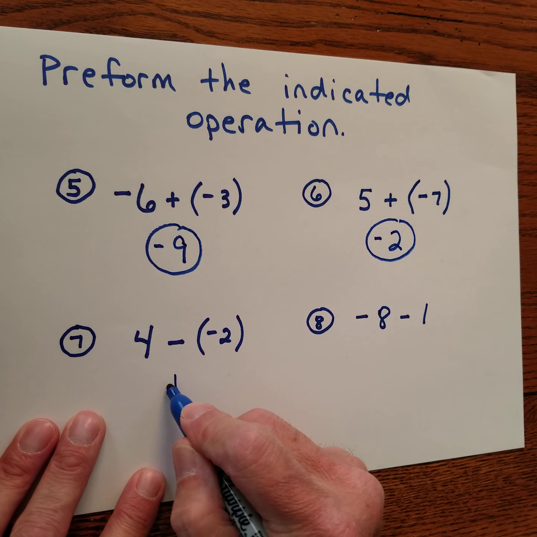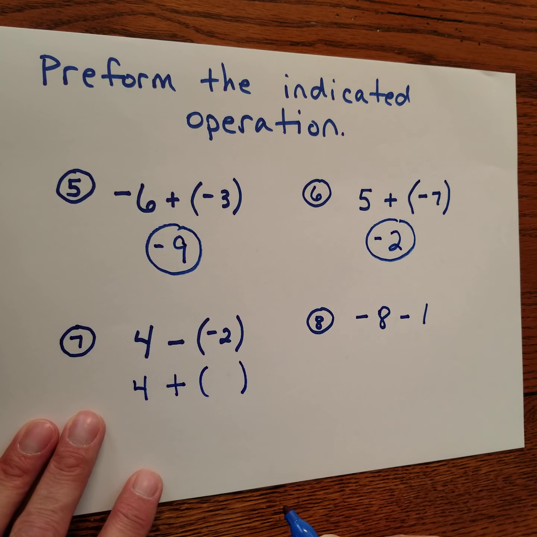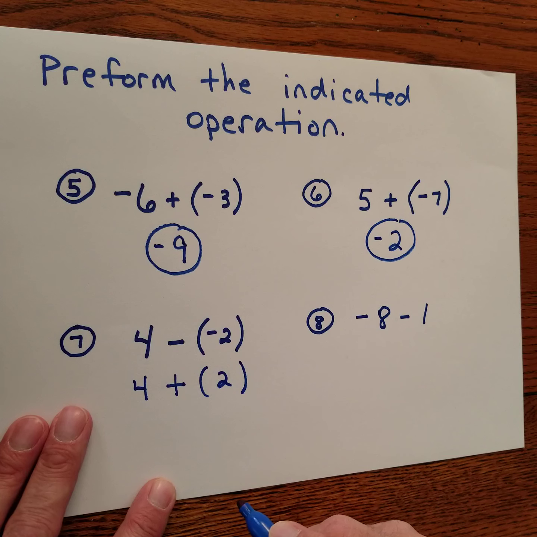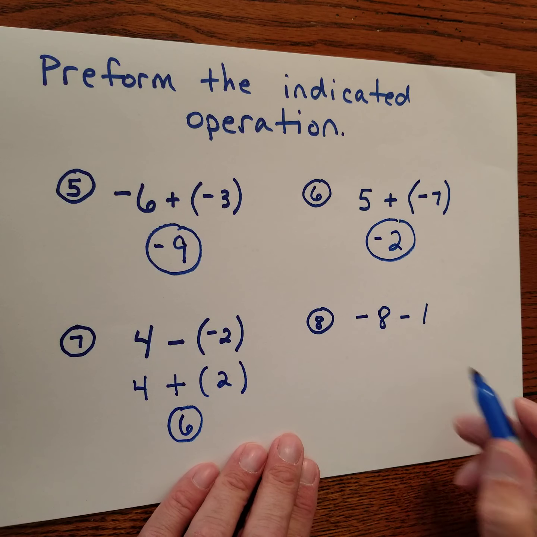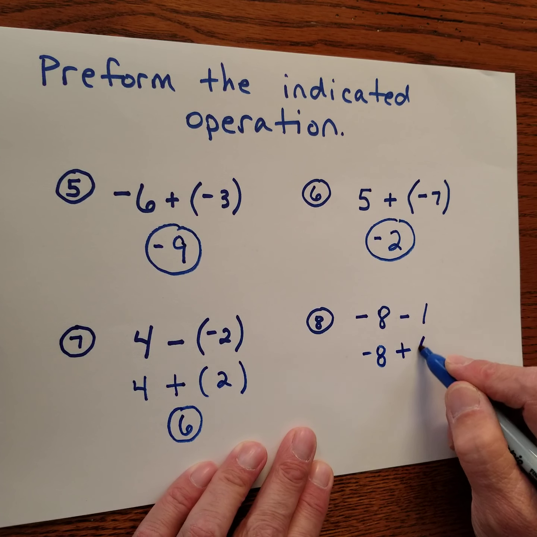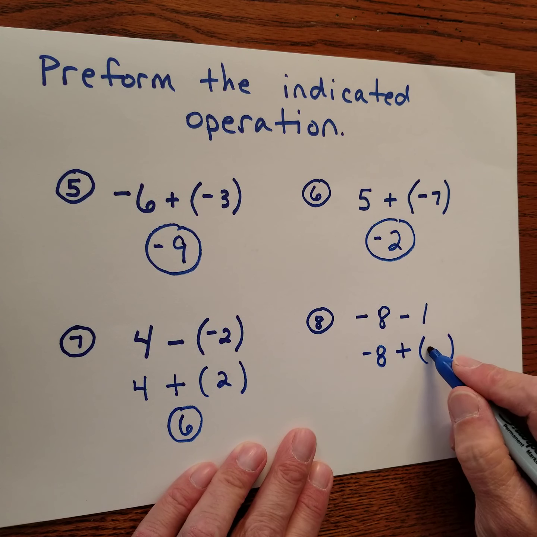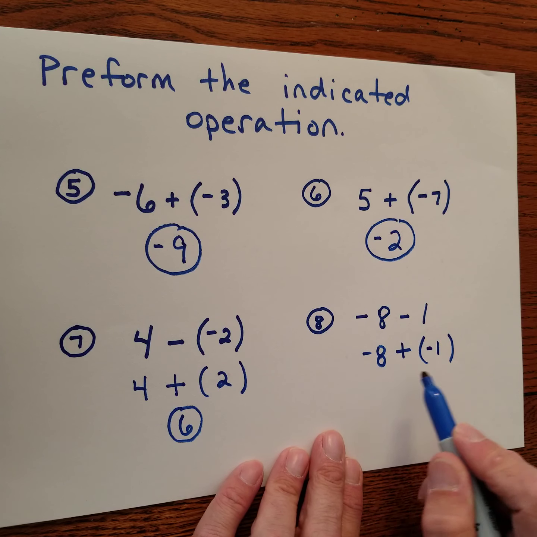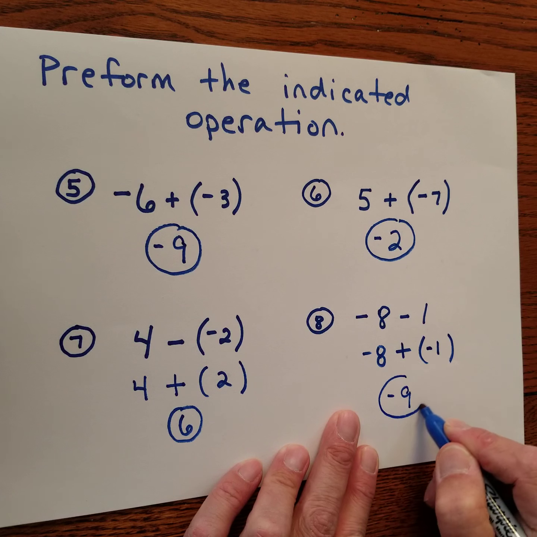Subtraction becomes addition of the first number and the opposite of the second number. The opposite of a -2 is a +2. Now 4 plus 2 is 6. Subtraction becomes addition of the first number and the opposite of the second number. The opposite of a +1 is a -1. Now when I'm adding and the signs are the same, I add and keep the sign.